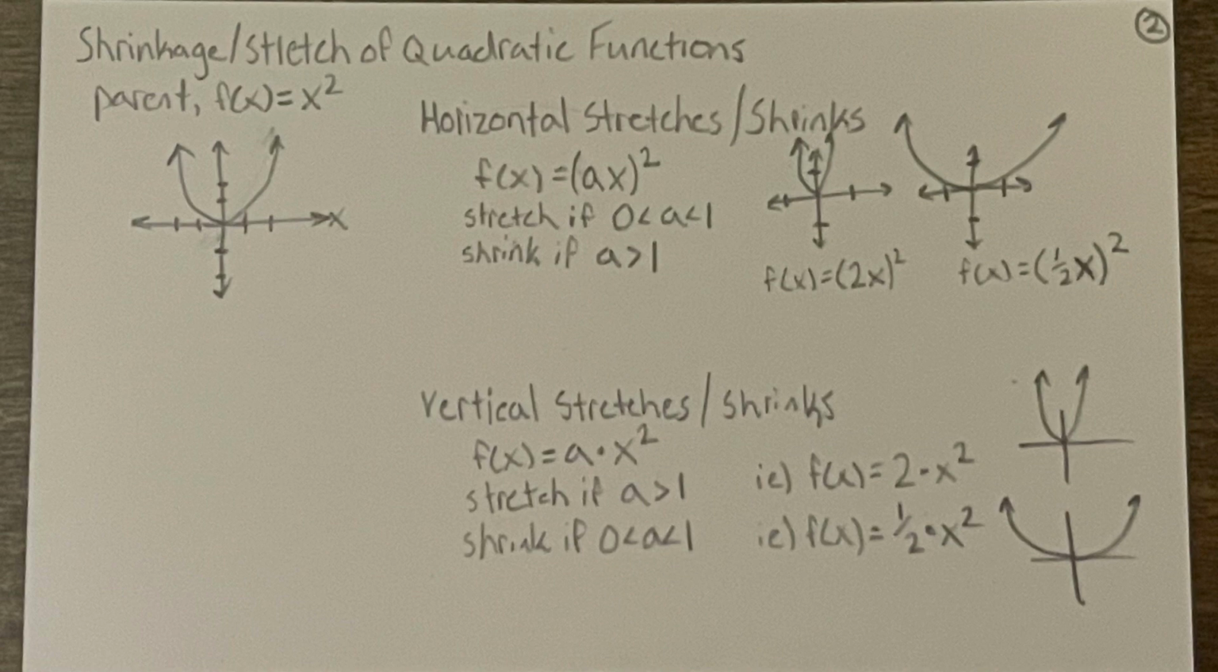Vertical stretches. To stretch or shrink the parent function vertically, multiply the entire function by a constant a. It is a vertical stretch if a is greater than 1, and it is a vertical shrink if a is between 0 and 1. For example, f(x) = 2x² is a vertical stretch by a factor of 2. f(x) = 1/2 x² is a vertical shrink by a factor of 2.